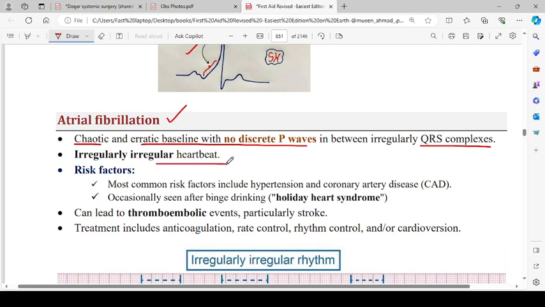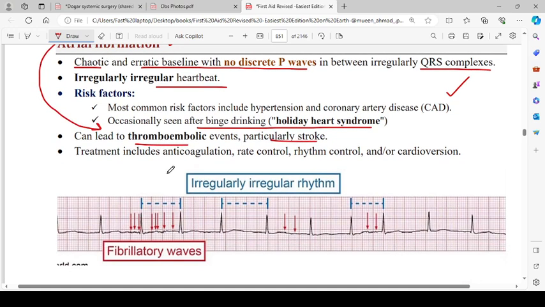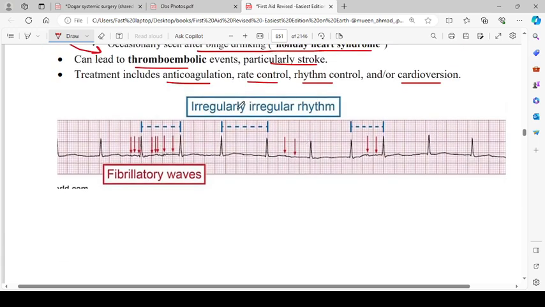Risk factors. Most common risk factors include hypertension and coronary artery disease. It is occasionally seen after binge drinking, like holiday heart syndrome. Atrial fibrillation can occur after drinking a lot of alcohol, and can lead to thromboembolic events, particularly stroke. Treatment includes anticoagulation, rate control, rhythm control, and cardioversion. Okay, we'll talk about that in detail later on.